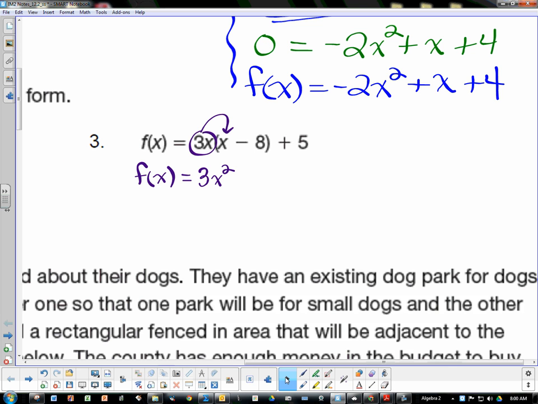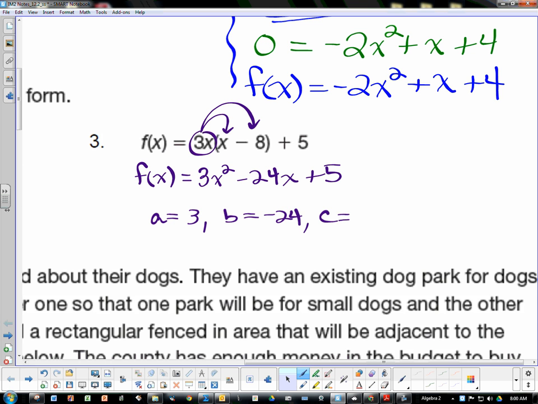Very good. And then 3x times negative 8 is minus 24x, and then plus 5. Tack that 5 on the end. Is that in standard form? Yes, it is. So we've got A is equal to 3. B is equal to negative 24. And C is equal to 5.